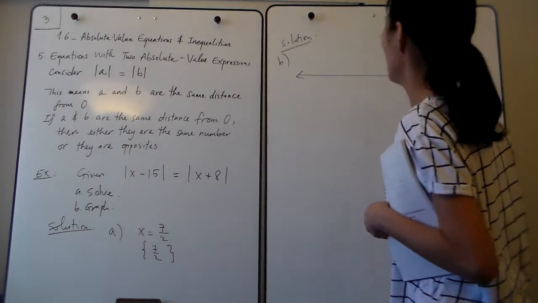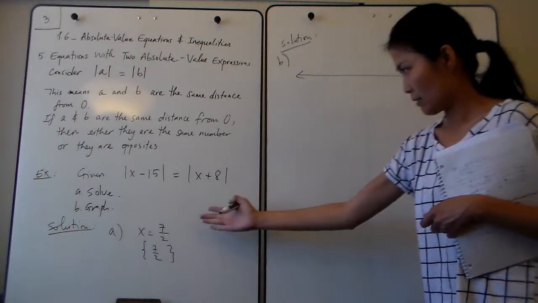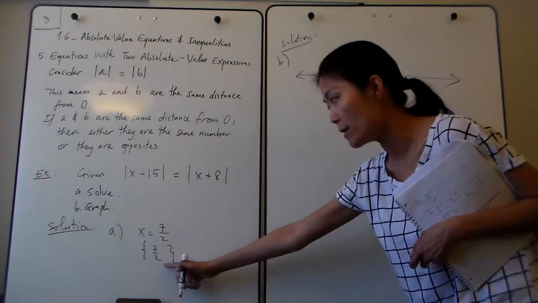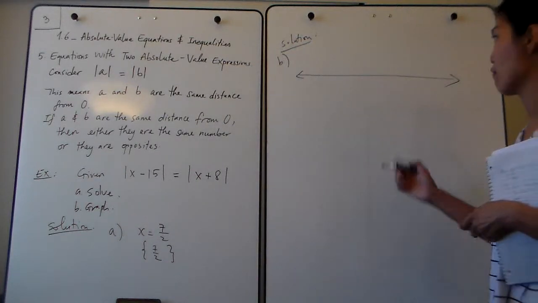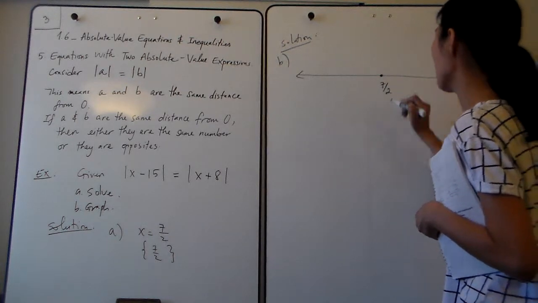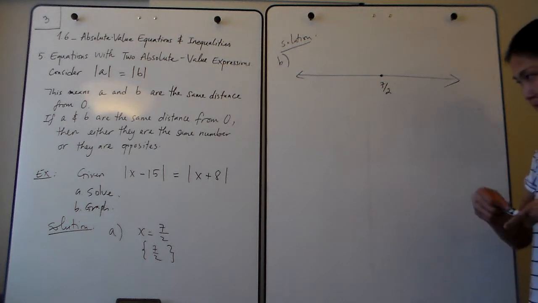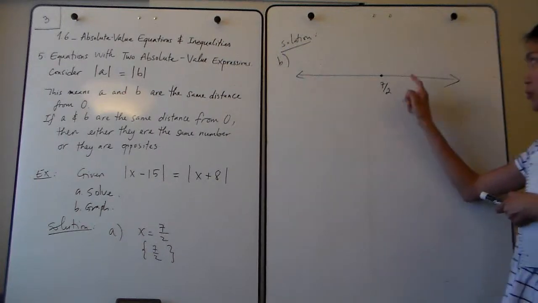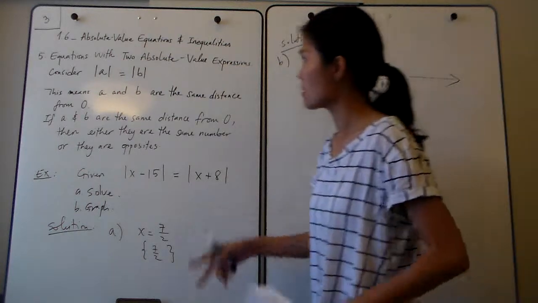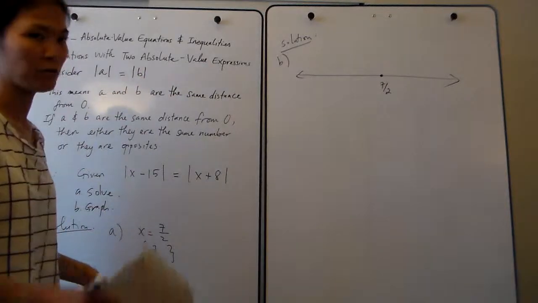This number line, okay? So when we graph an equation, it means we draw the solution of the equation. So there's only one solution, right? So you just pick one point on the number line and label it, and that's all you have to do for part B. So this is the graph of this equation that shows the solution of the equation. Right? So this finishes part 5, which is equations with two absolute value expressions.